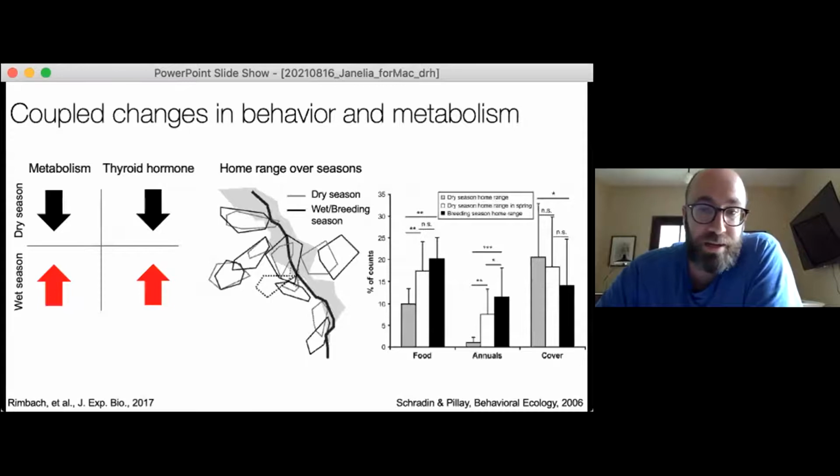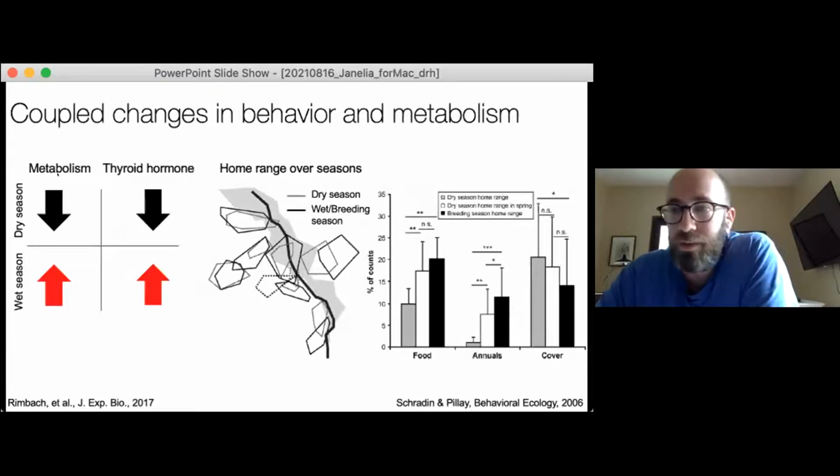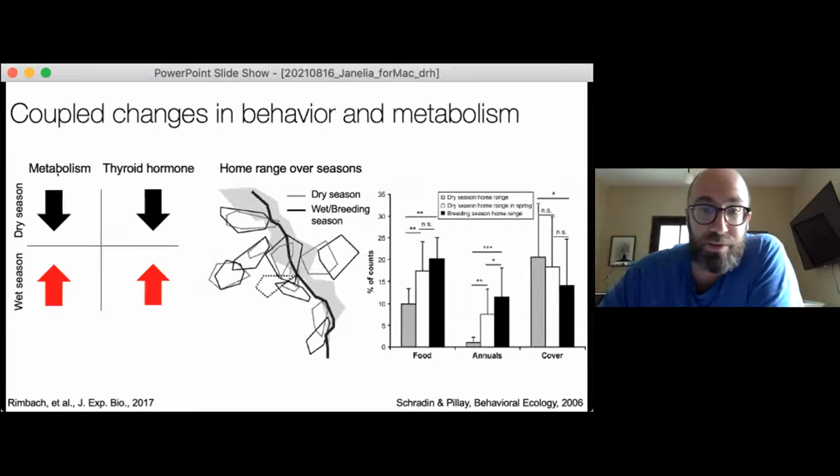In a follow-up study, they found that during dry season, the animal's level of thyroid hormone, which is a critical regulator of whole body metabolism, was low. During the wet season, their metabolism ramps up, corresponding with an increase in thyroid hormone levels. So this is suggestive that perhaps thyroid hormone could not only be involved in changing metabolic state, but also could be a driver of these exploratory behaviors.